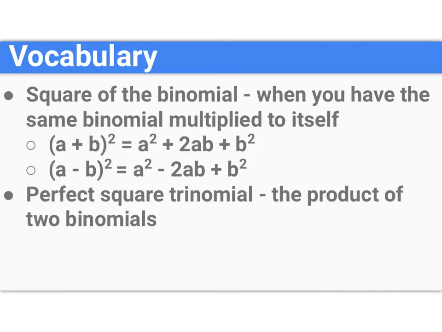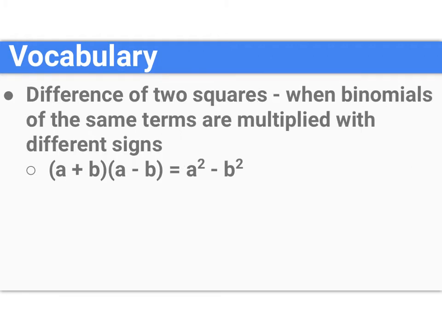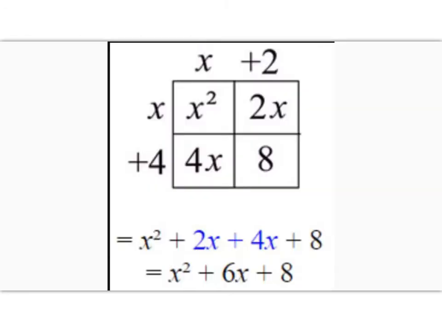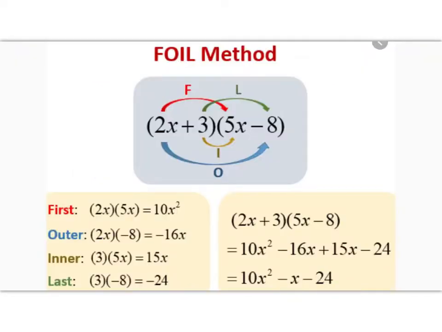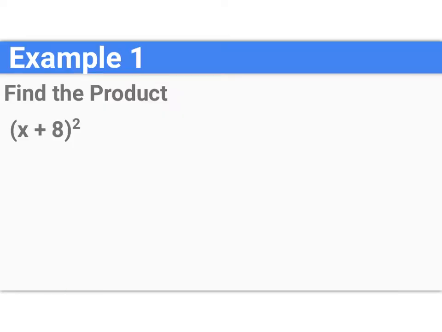Some new vocabulary for us. This is when you square a binomial. A difference of two squares. That's the box method that was shown in the last video. There's the distributive method that was shown in the last video. Here's the FOIL method, which I will be using for this video. And so find the product.